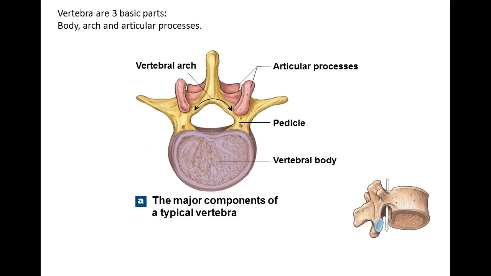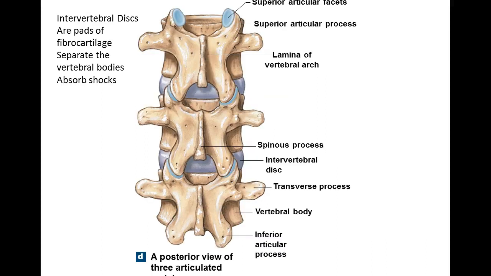Okay, so let's move on to the next slide. This slide talks about the vertebral discs. These discs are made up of fibrocartilage, and they are used as shock absorbers, and they're really good at it as long as they're still there.